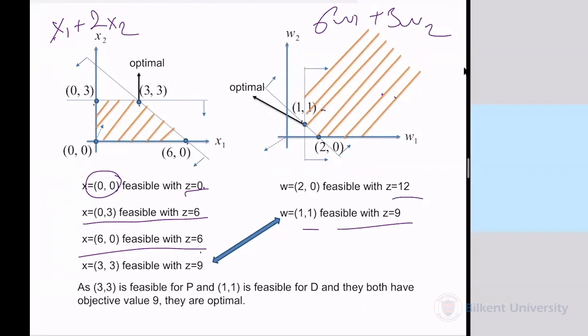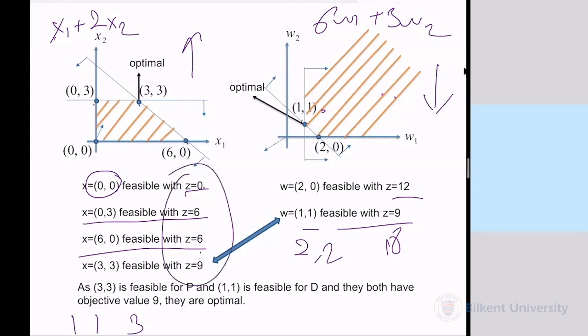Pick another, (2, 2). If you put (2, 2), the objective will be 18. Take another point from here, (1, 1). The objective will be 3. This is the one I'm maximizing, and this is the one I'm minimizing. As you see, the objective function values in the maximization are always less than the ones in the minimization. This is the best I can do in minimization, and this is the best I can do in maximization. And as you see, they're equal.